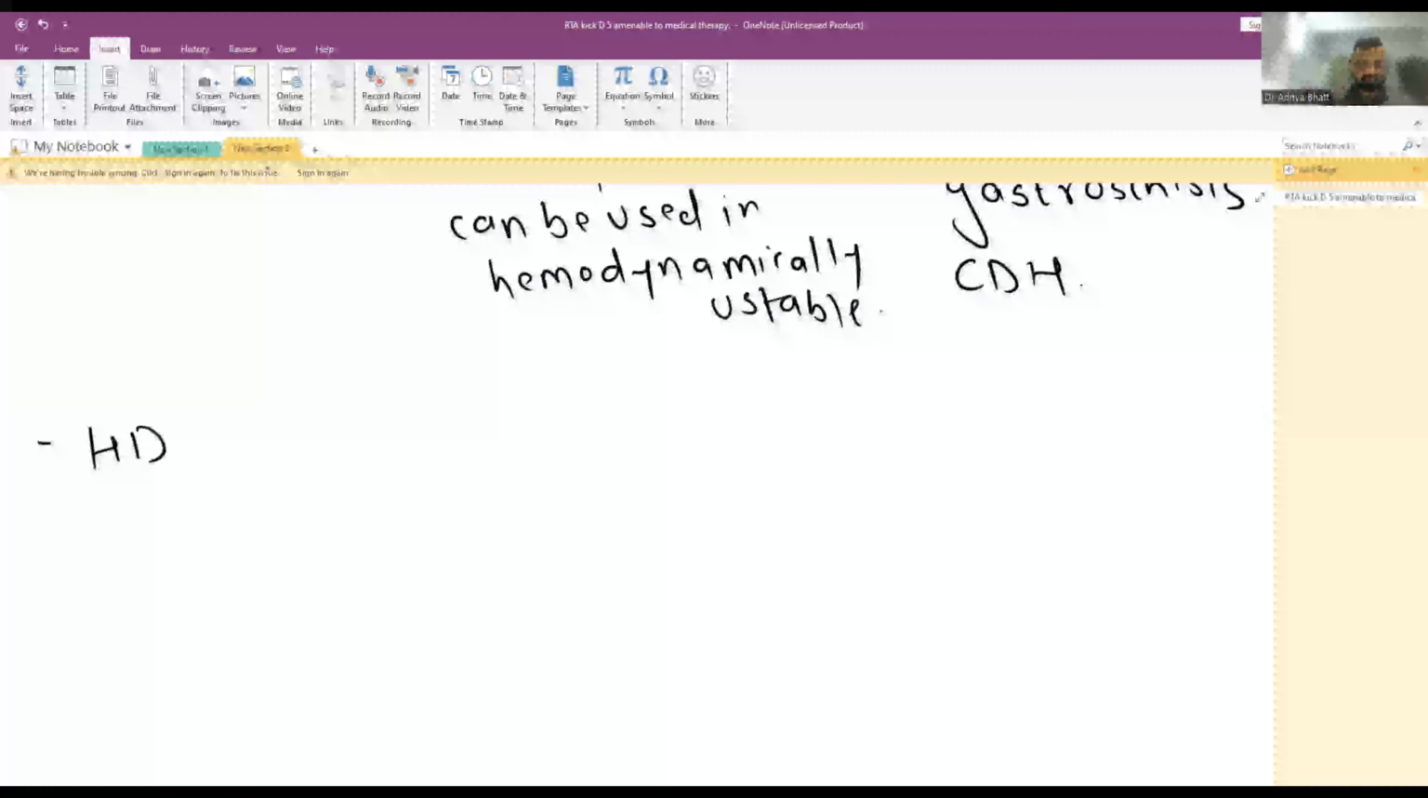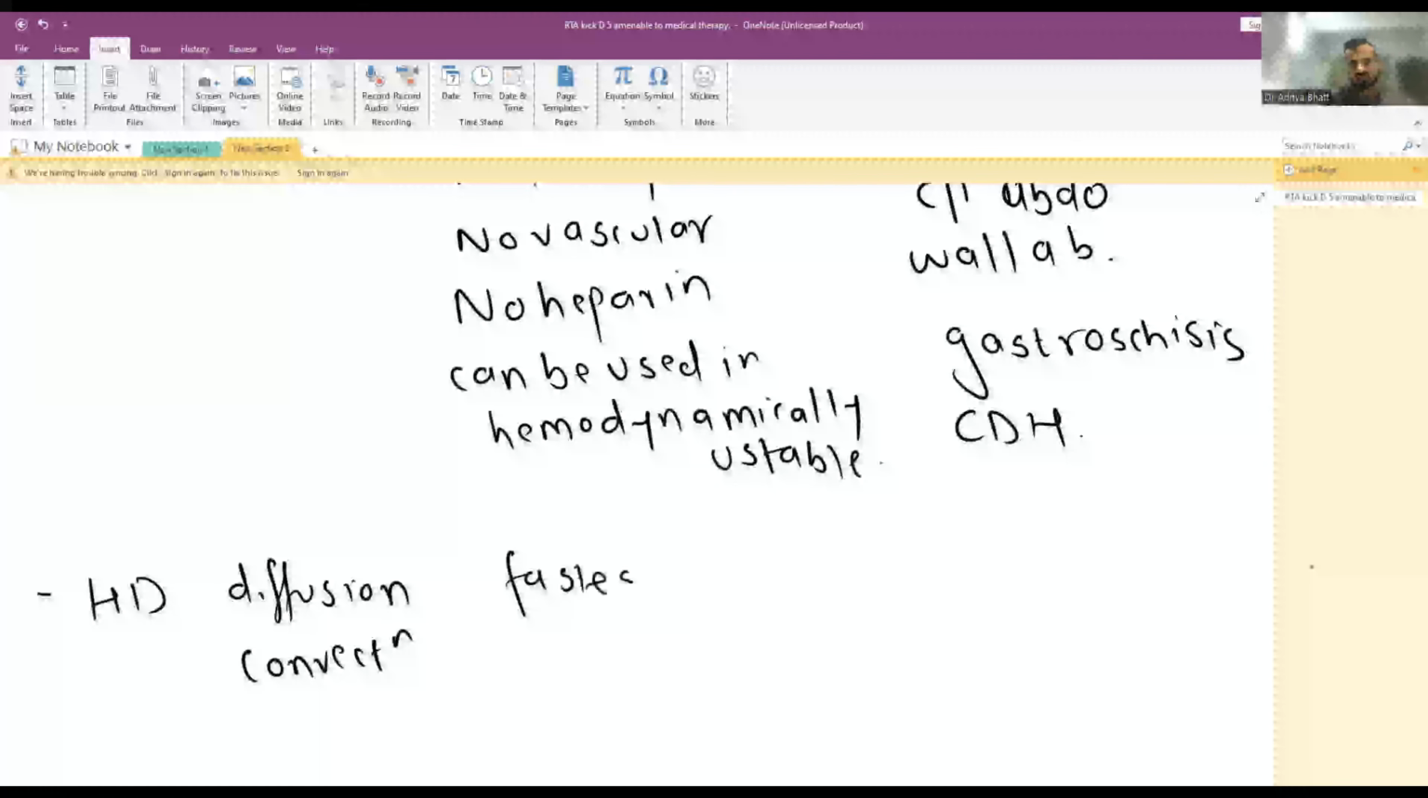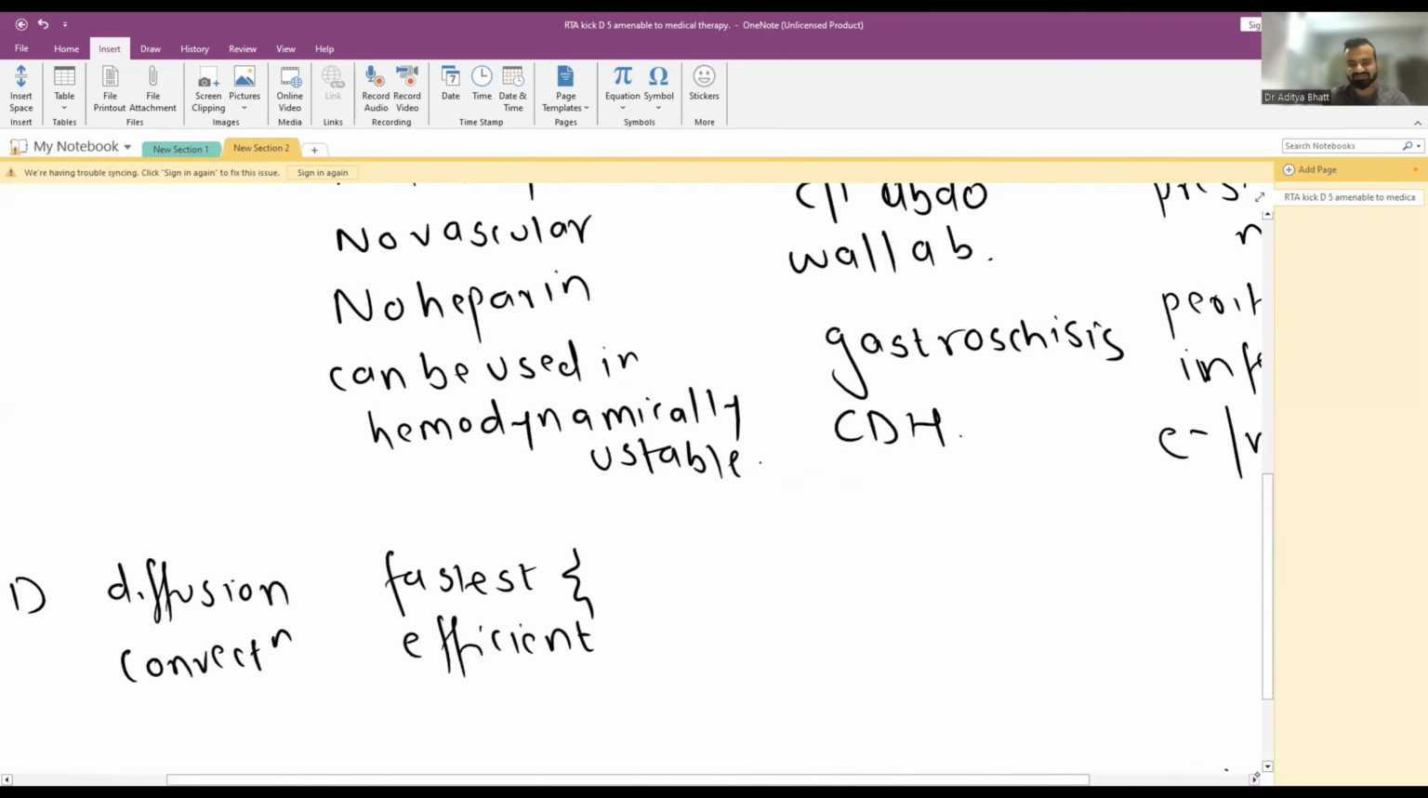Hemodialysis is very, very efficient, the most efficient, and it works via both diffusion and convection. Both methods are working here, and it is the fastest and most efficient. So that is the advantage, but there is a big list of disadvantages.